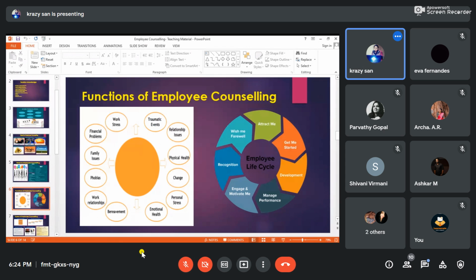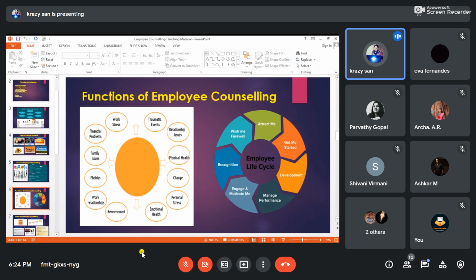Now, what are the functions of employee counseling? You can see the functions in the employee life cycle, so first see what happens in the employee life cycle. An employee is attracted with so many things like facilities, pay scales, working environment, and all that. The employee has those expectations and gets attracted, and starts working with you, and slowly and gradually development takes place, the employee is managed, engaged and motivated, gets recognition, and at the end of the employee's working life cycle, there are farewell wishes.